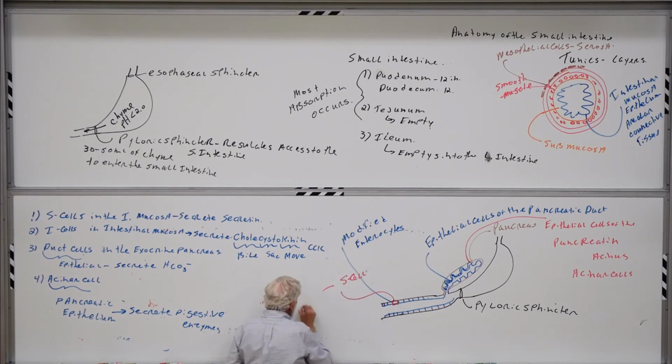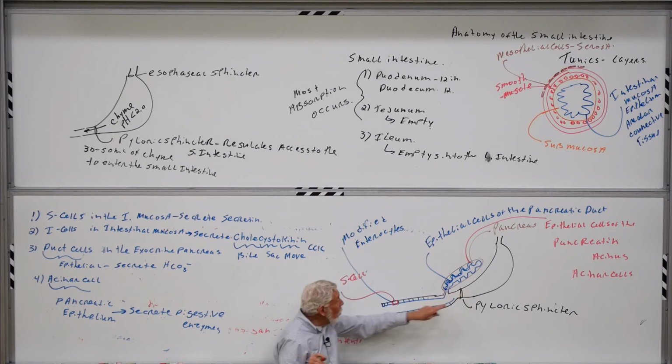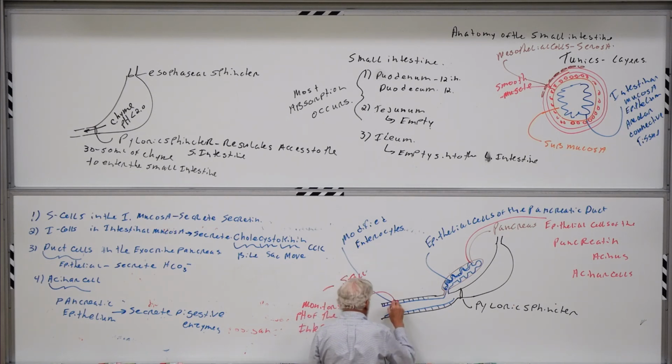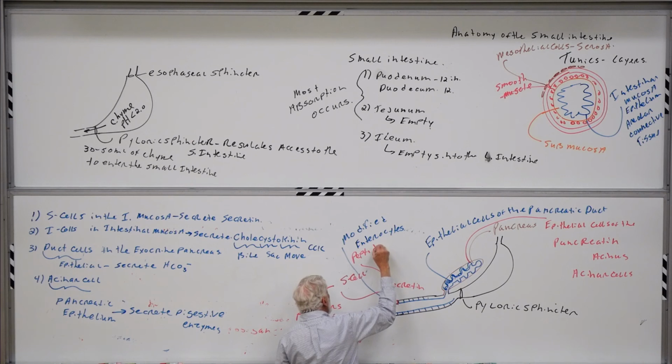The S cell monitors the pH of the intestinal contents. Remember, the chyme coming in from the stomach has a really acidic pH. And so when these S cells recognize a high hydrogen ion concentration, low pH, what the S cells do from their basolateral surface is they release secretin. Secretin is a peptide hormone.